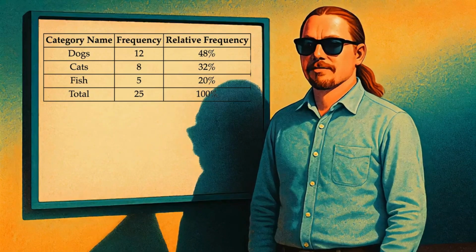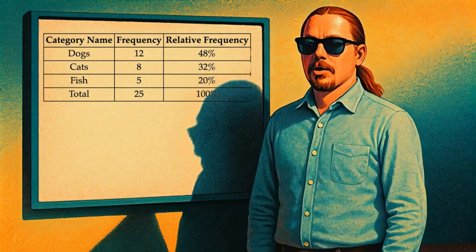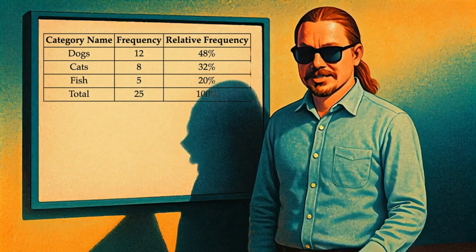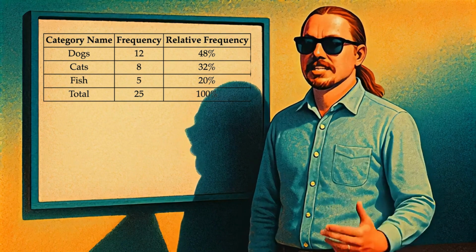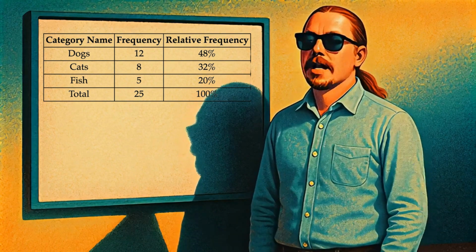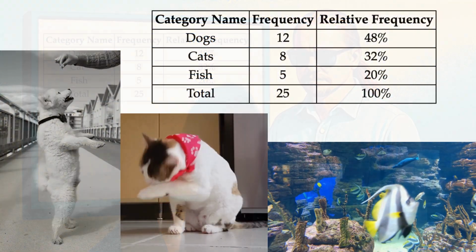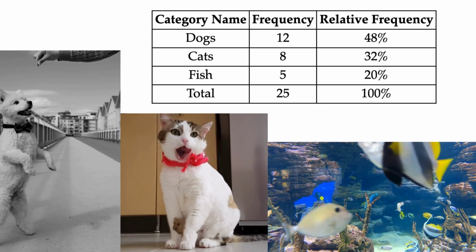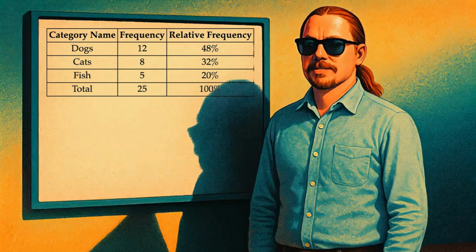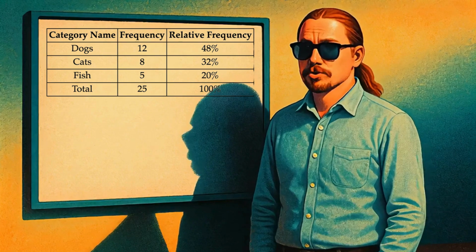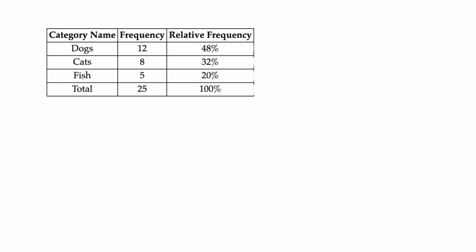Once we know what type of variable we're working with, we need ways to organize the data. One of the simplest methods is using a table. A frequency table shows how many individuals fall into each category. A relative frequency table shows the proportions or percentages. Tables help us see which categories are most or least common, and they set us up to make graphs.